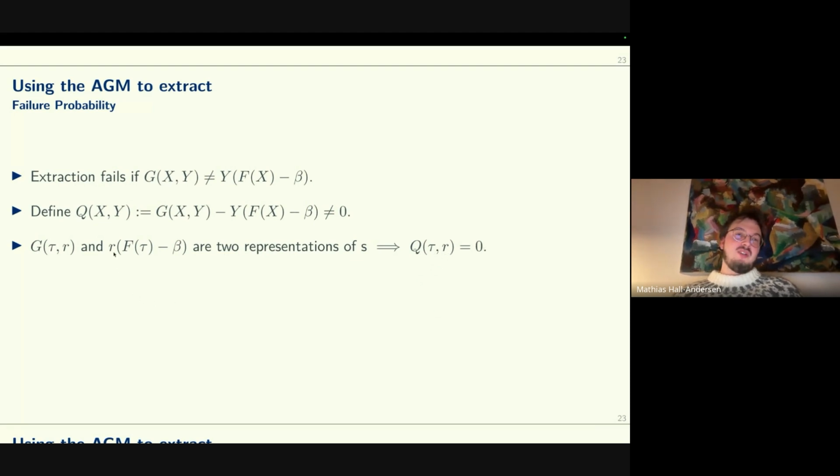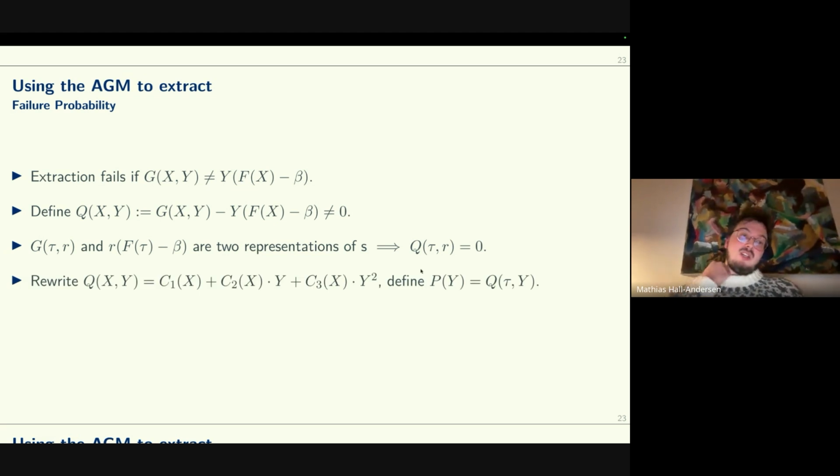Because we're querying the random oracle on the same elements. So this is S and this is S. So they're equal. So when I subtract them, that's 0. But when I subtract them as polynomials, they were not 0. So similar to the KZG case, we have a non-zero polynomial. Now it's bivariate. That has our secrets as a root. And that's exactly what we want.